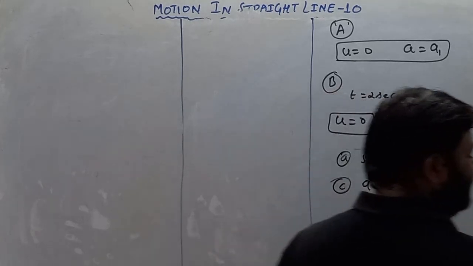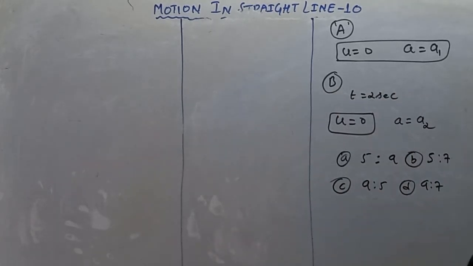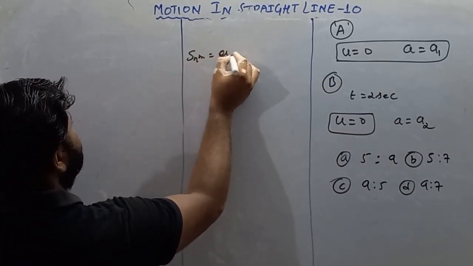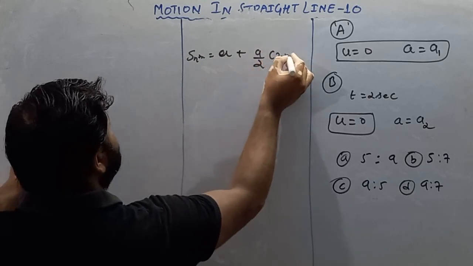I am repeating once again. It is a very simple question, beta. You have to apply the Sn formula. You know that the Sn formula is Sn equals u plus a by 2, (2n minus 1). Remember, the formula is u plus a by 2, (2n minus 1).